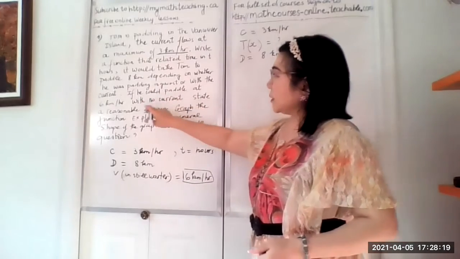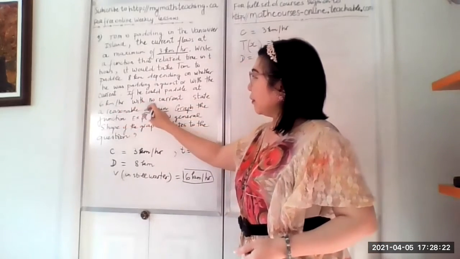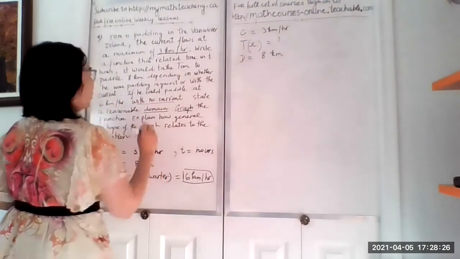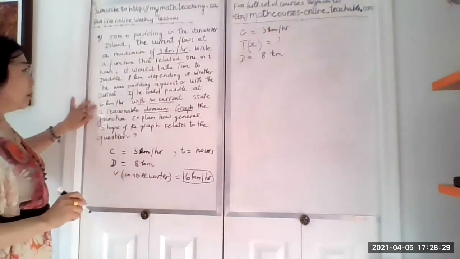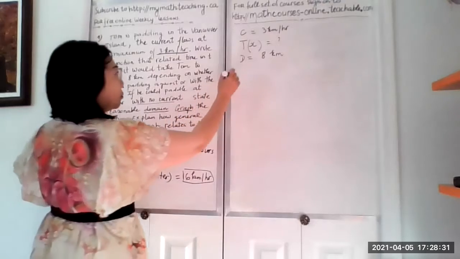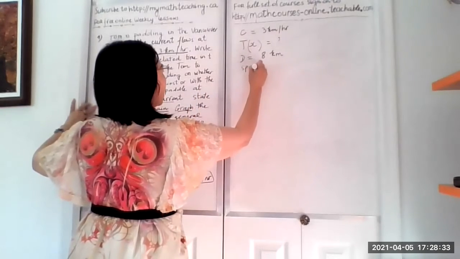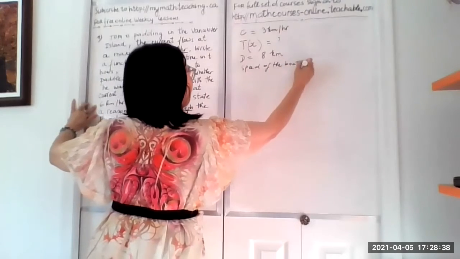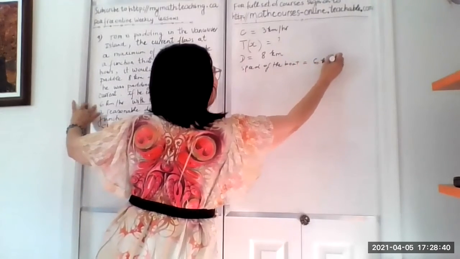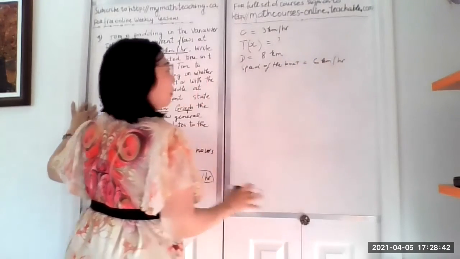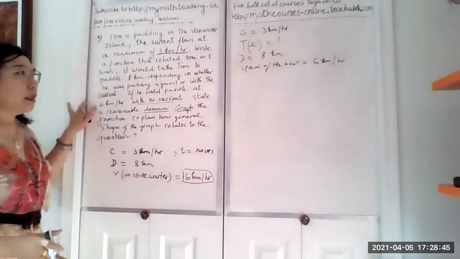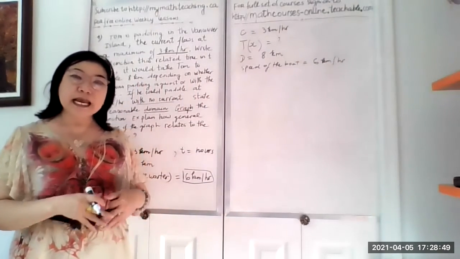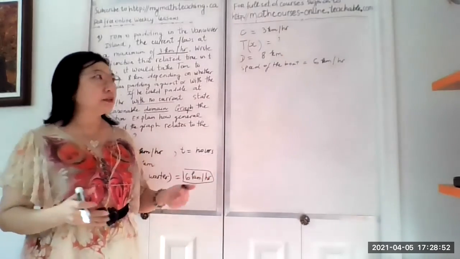What else do we need to write out? If he could paddle at 6 kilometers an hour with no current, so the statement says with no current, we know the speed of the boat equals 6 kilometers per hour. Without the current, it means the boat speed in still water, when it hasn't been affected by the current.